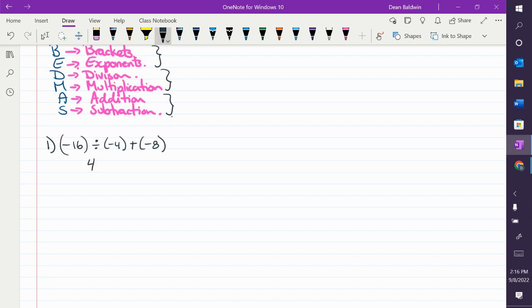What about the plus negative 8? What does that actually mean, a positive and a negative? It makes it a negative. So it actually turns into 4 minus 8. What's 4 minus 8? Negative 4.